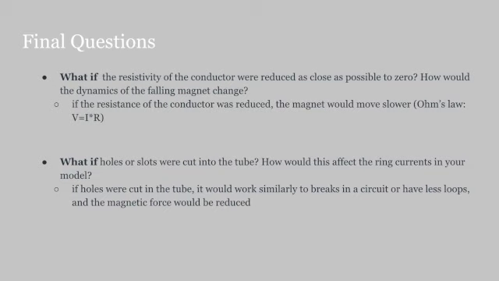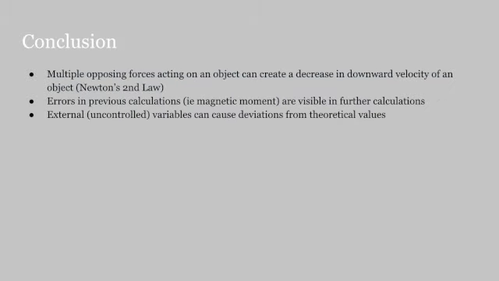So for my conclusion, multiple forces acting on an object cause a decrease in downward velocity of that object, which we saw in the experiment and aligns with Newton's second law. And then errors in previous calculations become more visible through further calculations, and external or uncontrolled variables can cause deviations from theoretical values as well.